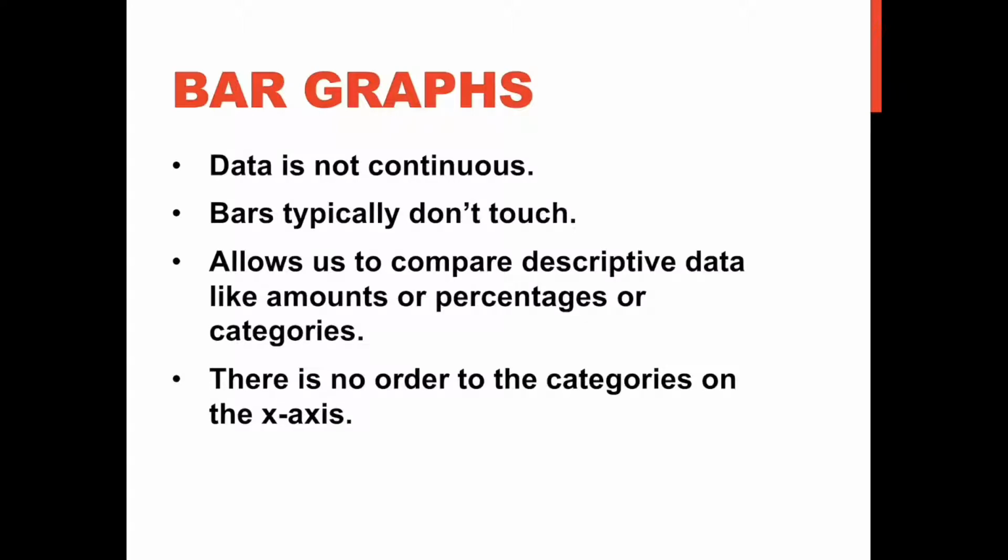Now let's talk about bar graphs. For bar graphs, data is not continuous. Typically the bars don't touch. It allows us to compare descriptive data like amounts or percentages or categories, and there is no order to these categories on the x-axis. It doesn't matter if you put the first question you asked last or the last question you asked first. The order on the x-axis does not matter.